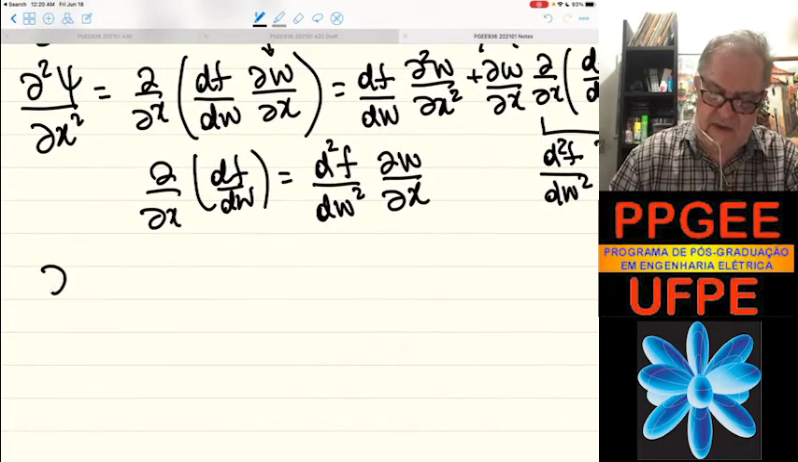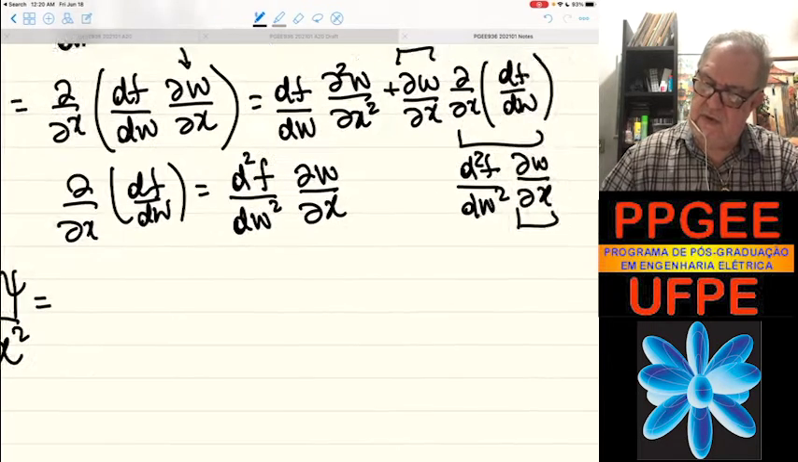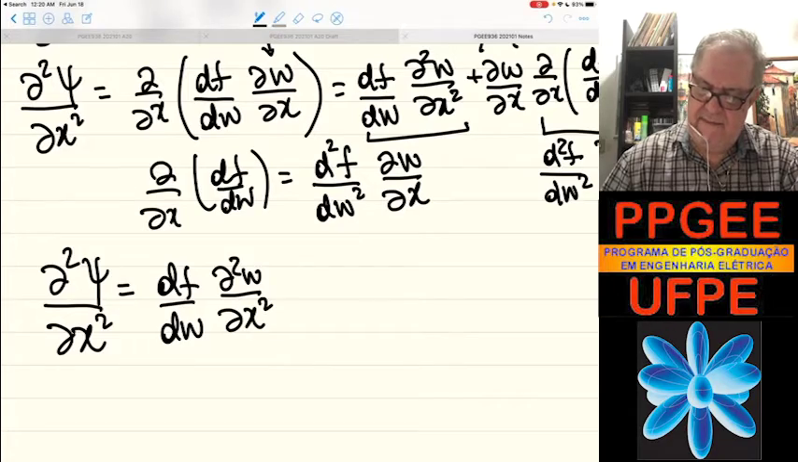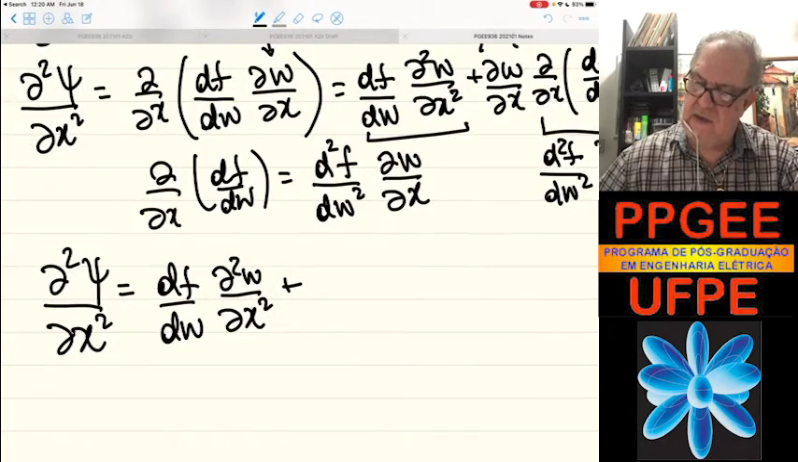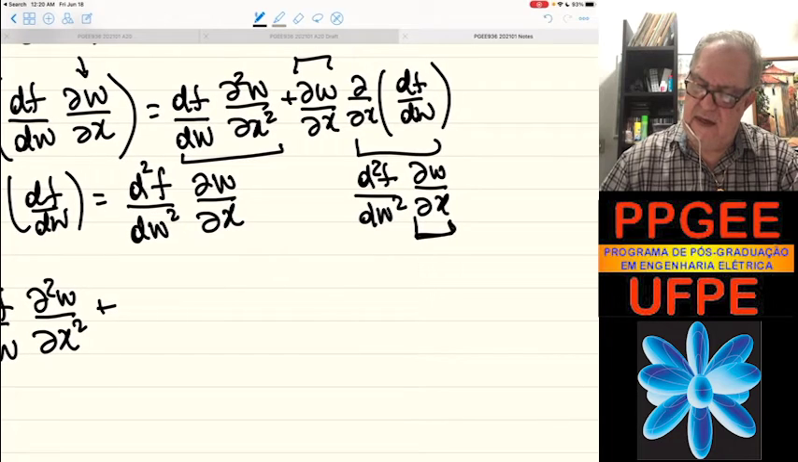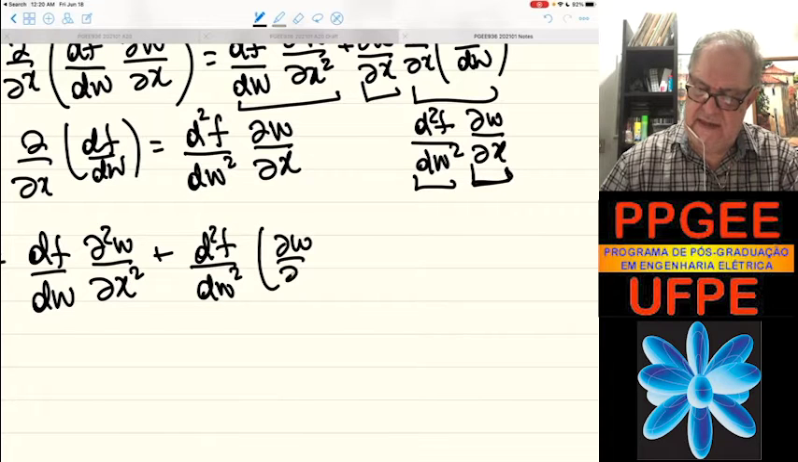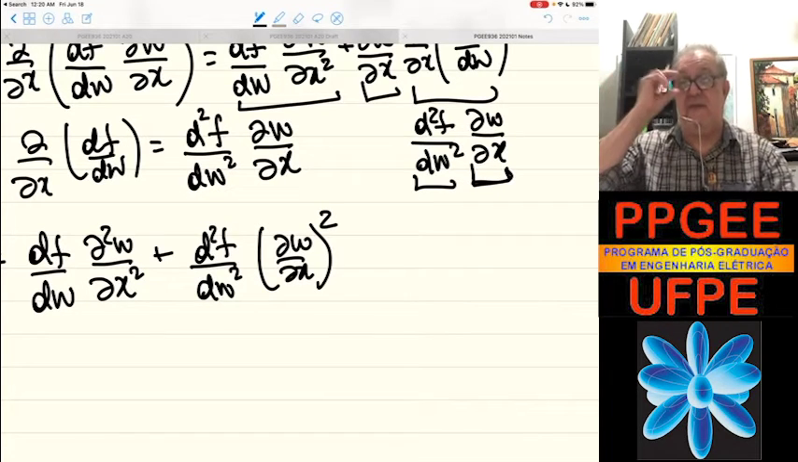So we have the second derivative equals, first term is the first derivative of f, plus the square of this term here, this one and this one, right? And the second derivative of f. Then we have dw/dx squared. That's what we got.